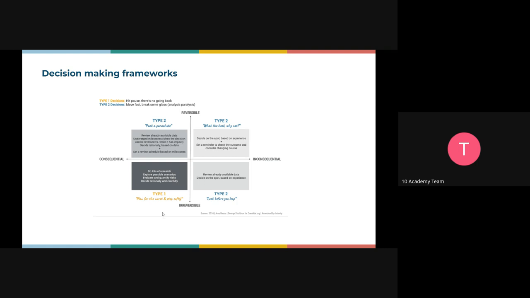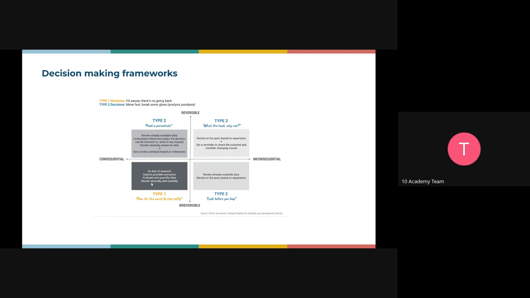So for type 1 decision, these are the decisions that you cannot reverse. Once you make the decision, there's no going back. And they have consequences. So an example that I love using is giving birth. So if you decide to have a baby, there's no way you can take back that baby. And having a baby has a lot of consequences. So you can think about a lot of other type 1 decisions, but this is just an example of one.